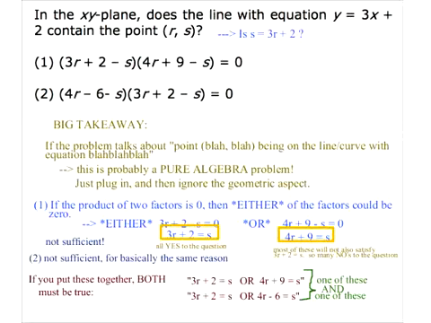Notice, it's impossible for both of these things to be true at the same time. You can't have 4r plus 9 equal to s and 4r minus 6 equal s. That is super, super important. These can't both be true at the same time.